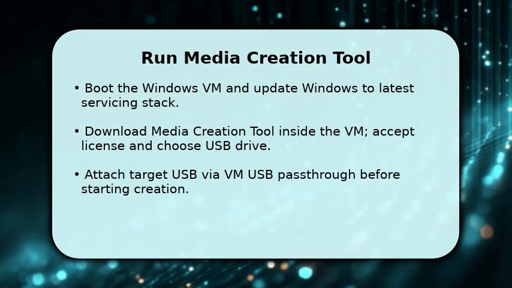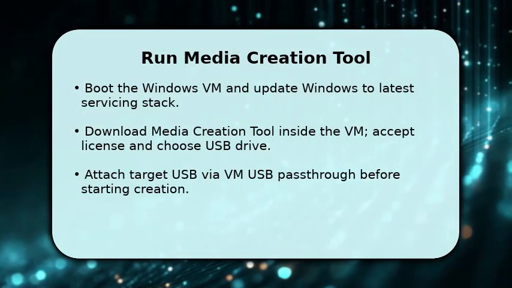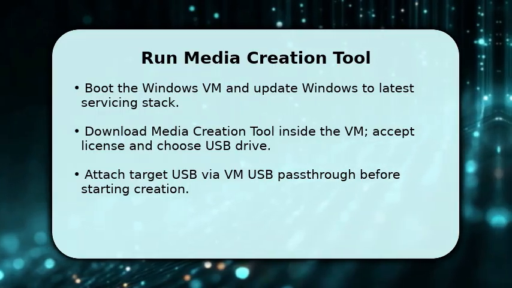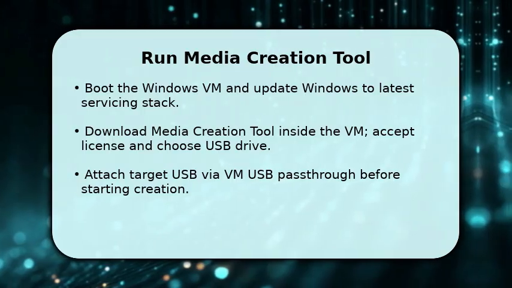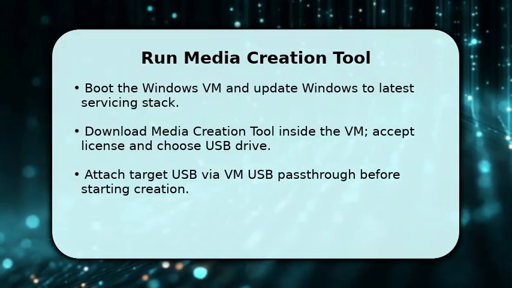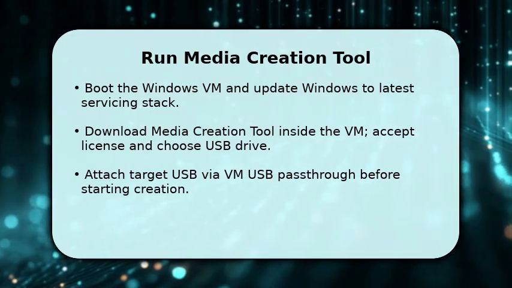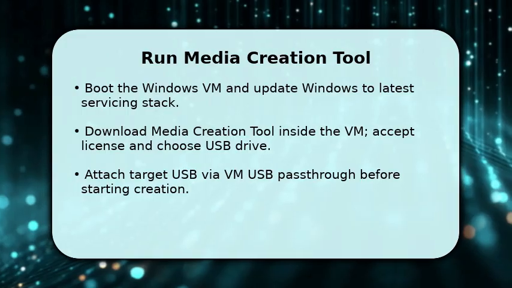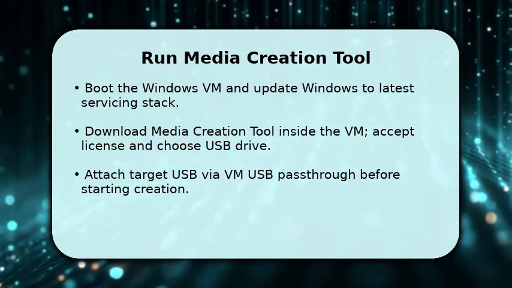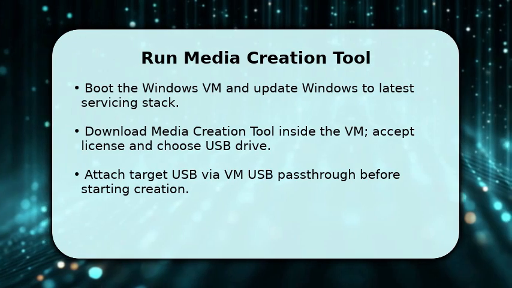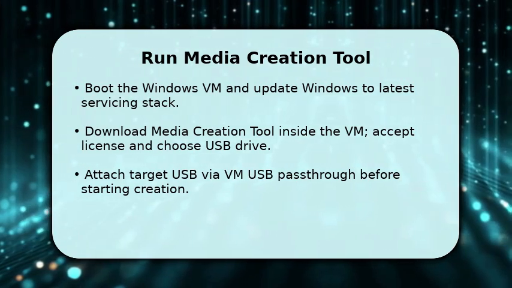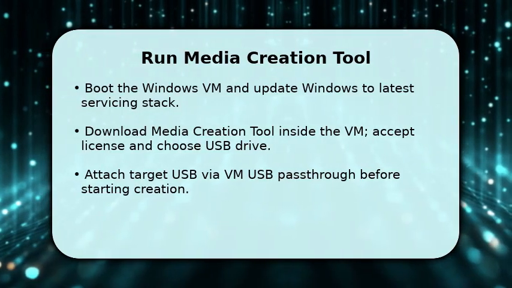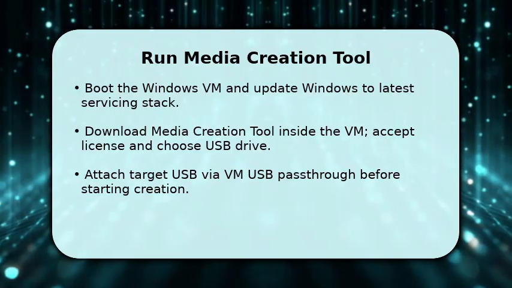Inside the Windows VM, launch Windows Update so the environment is stable, then download the media creation tool from Microsoft's site. You will run the tool exactly as on a native PC. Accept the license, choose Create Installation Media, and select USB flash drive. Before clicking Next, attach your physical USB to the VM using the hypervisor's USB pass-through menu so Windows detects it. This direct approach ensures the tool writes boot records correctly. If needed, format the USB to FAT32 or NTFS from disk management first.